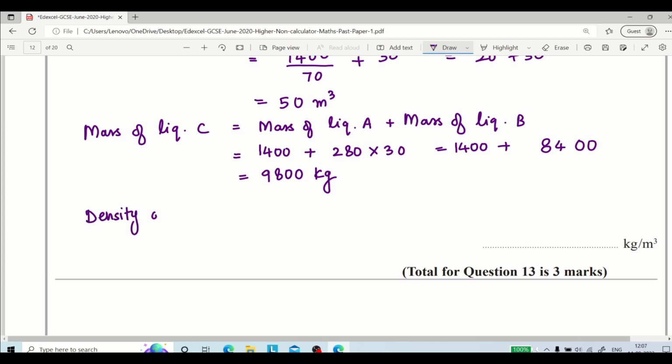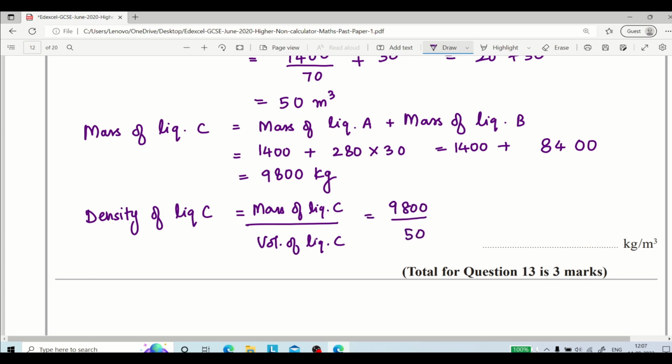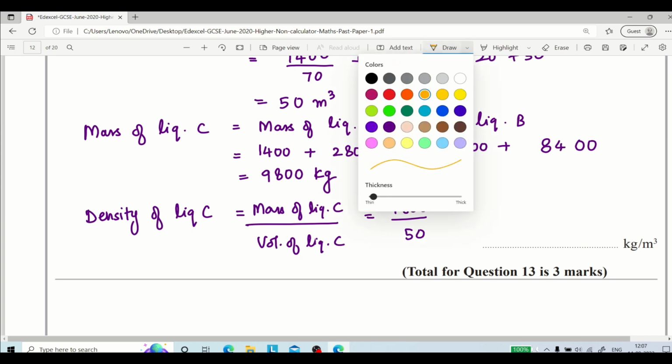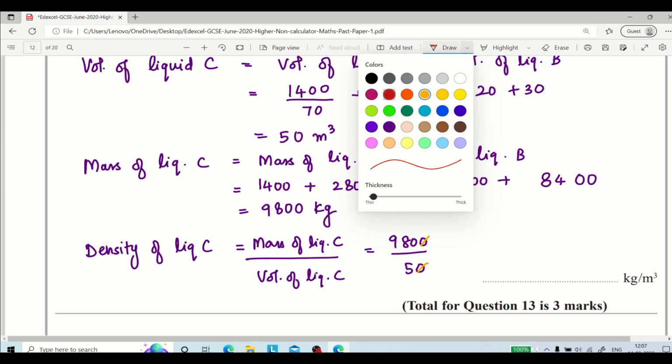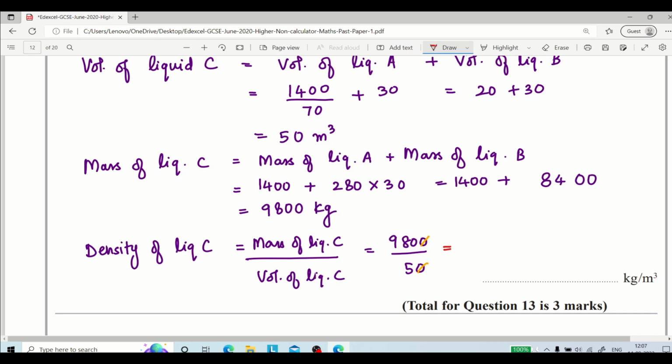Exactly, very good. So density of liquid C is going to be mass of liquid C upon volume of liquid C. Quickly substitute, you will get your answer. So 9800 upon 50. If you cancel out the 0s, how much? It is 196 kilogram per meter cube. 196 kilogram per meter cube is your answer.